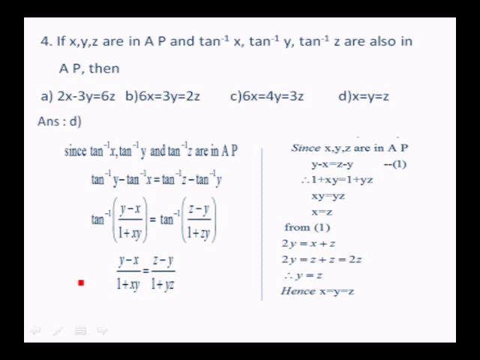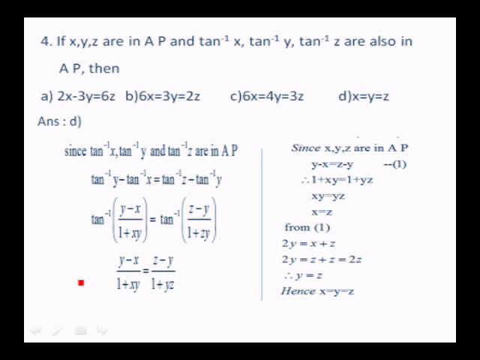On both sides, you will just remove the tan inverse. Then y minus x over 1 plus xy is equal to z minus y over 1 plus yz. But it is given that x, y, z are in AP. Using that, y minus x is equal to z minus y. So since y minus x is equal to z minus y, if you use it in this equation, cancelling y minus x and z minus y on top, 1 plus xy is equal to 1 plus yz. Removing 1, xy is equal to yz or x is equal to z.